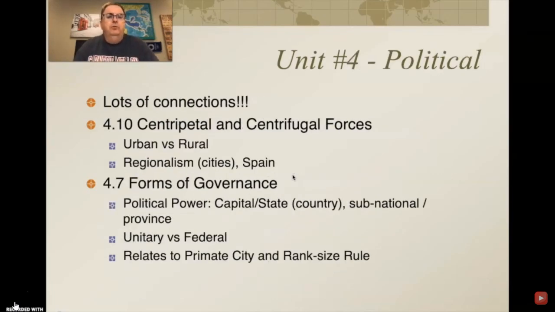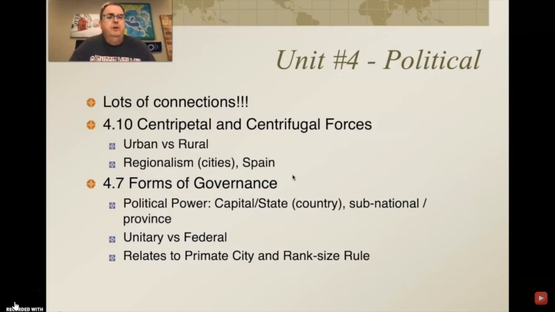And then the last unit, political geography. Political geography has lots of connections. 4.10, centripetal and centrifugal forces. Once again, that urban versus rural tension exists. The centrifugal forces of the urban areas, the demands of the urban areas and the power that they want, versus the rural areas and the farming. This is a centripetal or centrifugal force that can exist. Regionalism: most regionalisms are centered around some sort of city, and we'll talk about Spain a little bit here with Barcelona and Madrid and the tension that exists between those two. But cities are usually at the core of this, so be aware of that.